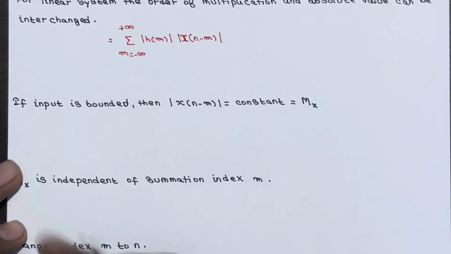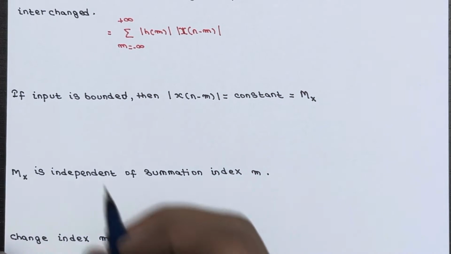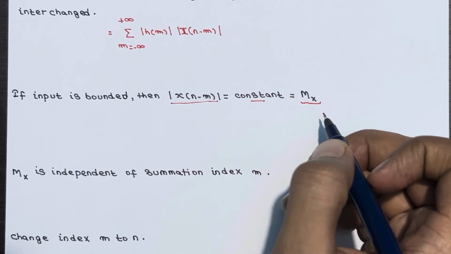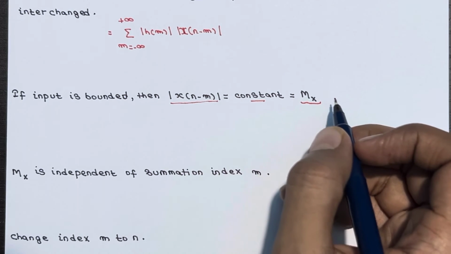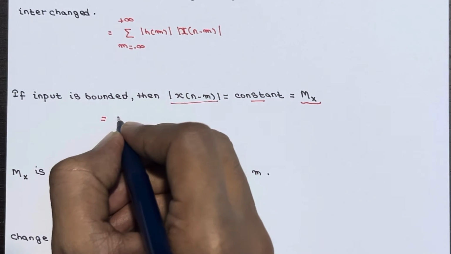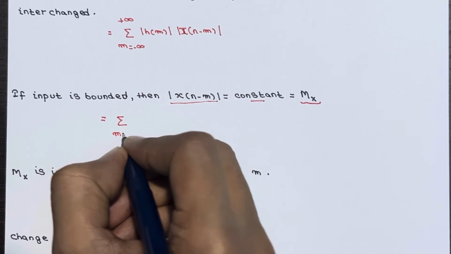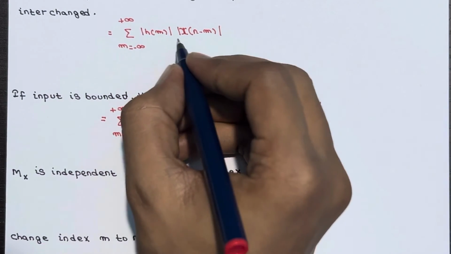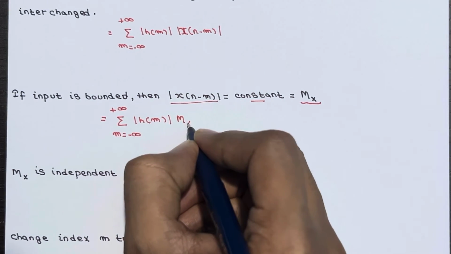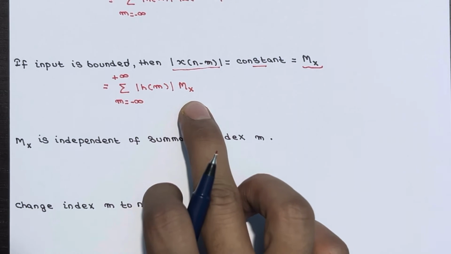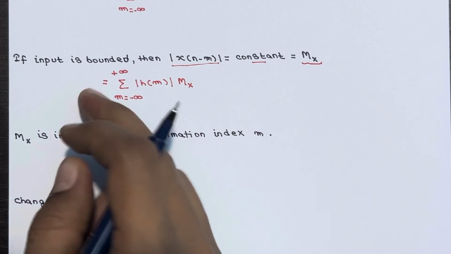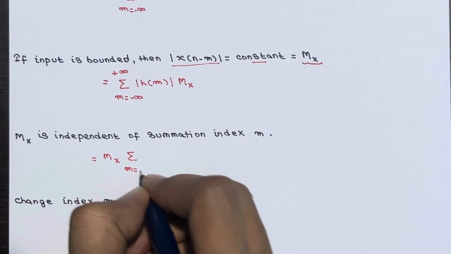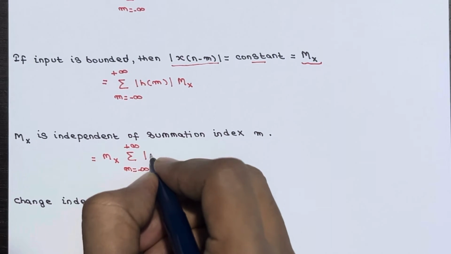Now assume the input is bounded. If the input is bounded, then the absolute value of x of n minus m is bounded by a constant, which we replace with mx. We already saw this in the last lecture. So the summation of the absolute value of h of m, multiplied by the constant mx. The constant is independent of the summation index m, so it comes outside. You can write it as mx times the summation, m equal to minus infinity to plus infinity, of the absolute value of h of m.